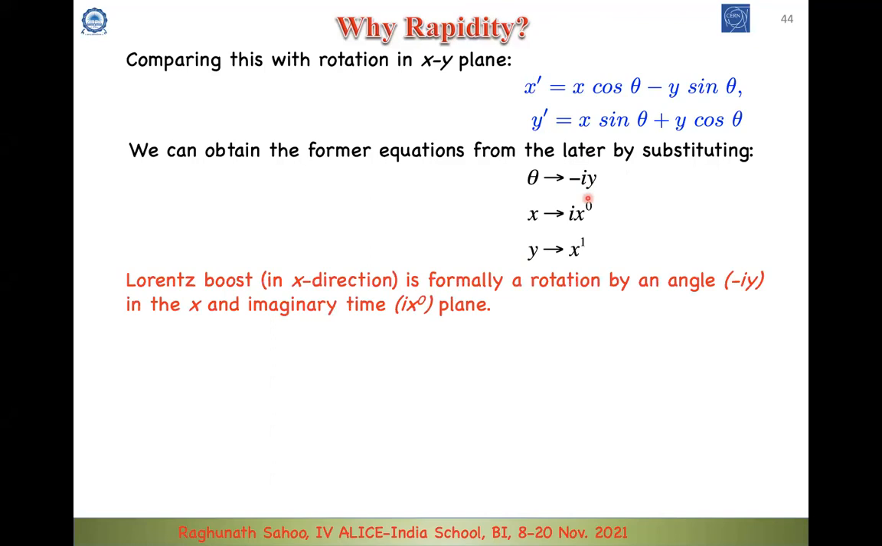So this Lorentz boost in x direction is now formally a rotation by an angle minus iy in the plane x and imaginary time, which is I x0. Okay. So earlier we had x and y plane and the rotation was happening around z plane. So here what is happening is now your boost is along x direction, and you find this is equivalent to an angle rotation of minus iy, and the plane is x and ix0, which is your time and x, your boost direction x and your time, because these two are getting transformed.